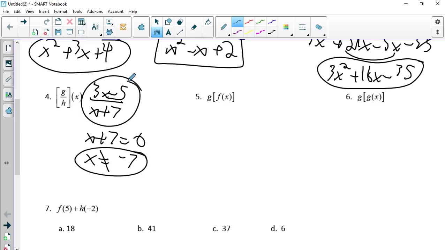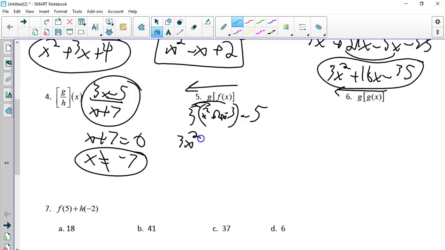Okay, now composition. We're going to put f, remember we're going this way. So we're putting f into g. So remember, g is 3 times x minus 5. But we're going to put f in there. So x squared plus 2x minus 3. And then we're going to distribute the 3 inside there. So we're going to get 3x squared plus 6x minus 9 minus 5. Join like terms, we get 3x squared plus 6x minus 14.